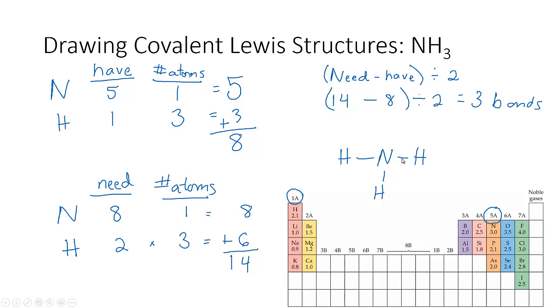Then let's count how many electrons we've used up. 2 are in every bond. Remember that? Every line represents 2 electrons. So we've got 2, 4, 6 electrons already on this structure. We go back to how many we have. We have 8 electrons, which means we have 2 remaining to place somewhere.